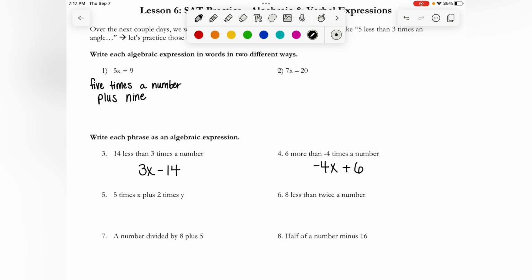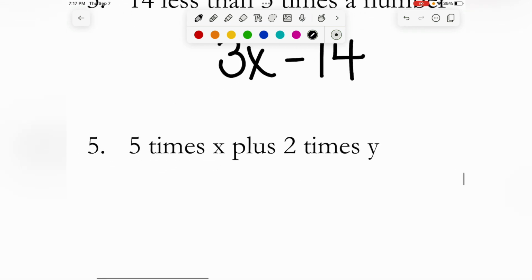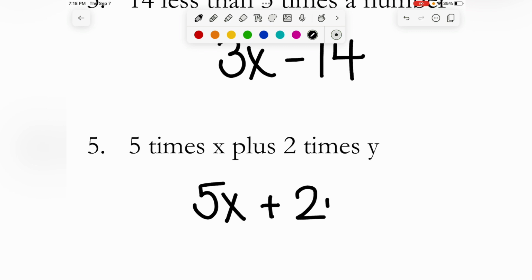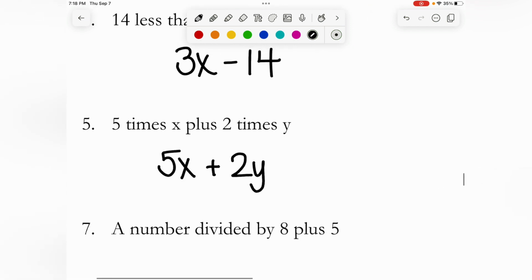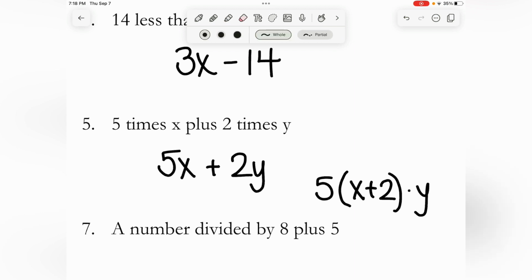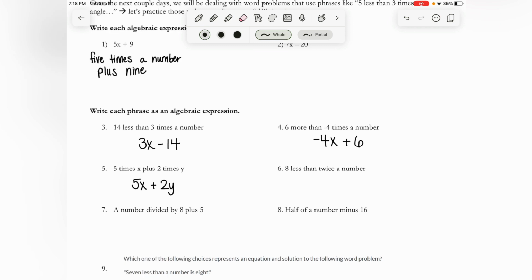5 times x plus 2 times y. This one's tricky because is it 5 times x plus 2 and then times y? Or is it 5 times x plus 2 times y? I'm going to do the second one, but I would also accept the other. So 5 times x plus 2 times y is what I did. I could also accept this, 5 times x plus 2 and then times y. I think you could argue that that's another version of the answer.